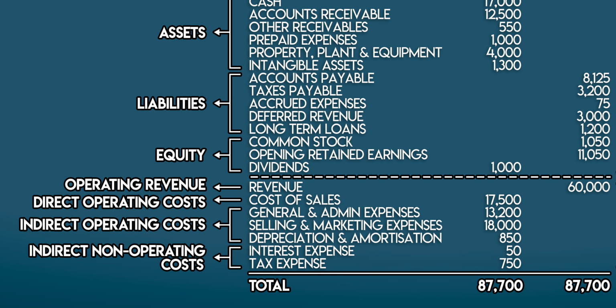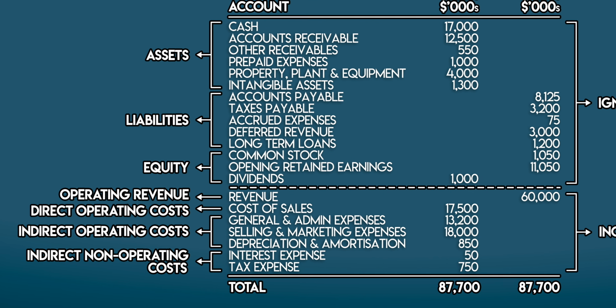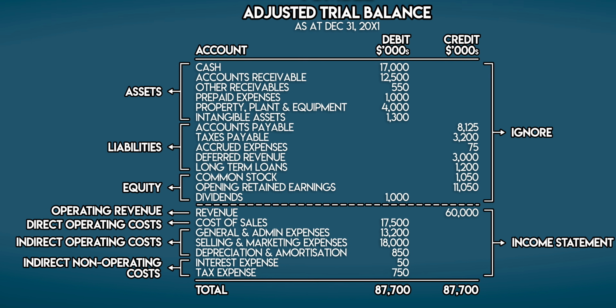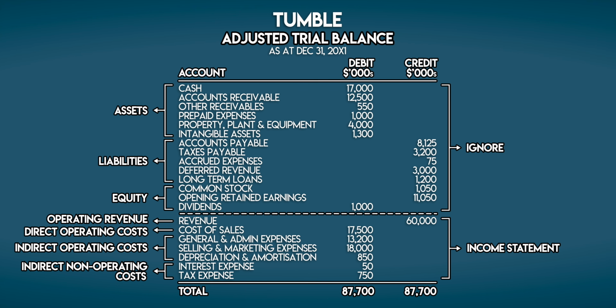But please be careful with depreciation and amortization. If the long-term assets that they relate to aren't used in operations, then these would also be indirect non-operating costs. In this video, I'm assuming that they are used in operations. Right, that's the hard bit out the way.